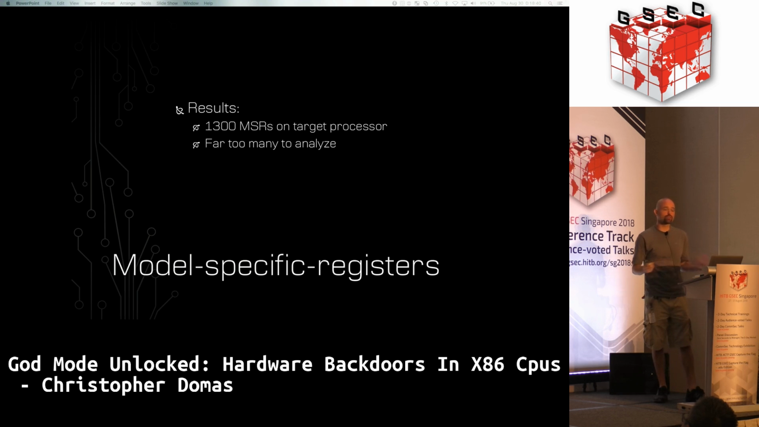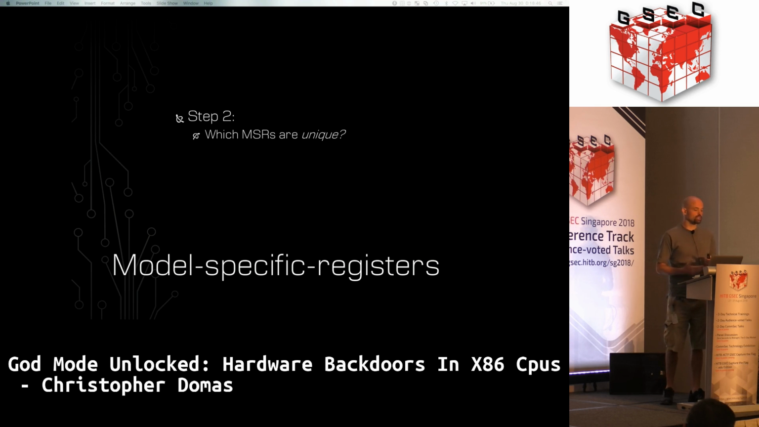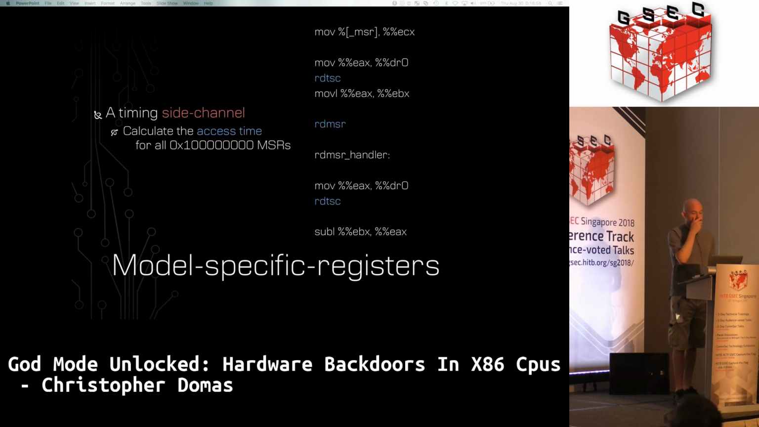That turns out to be far too many to sift through and analyze one by one. So at this point we need some way to pare those down into the ones I actually want to research, the ones that are actually interesting. Namely, I want to figure out which of these 1,300 MSRs are really unique. So I had this idea of a timing side channel that could help with this problem. Basically, you calculate the access time for all 4 billion possible model-specific registers on the processor. The way you can do that is you've got a read MSR instruction, and on either side of that, you've got a serializing read timestamp counter instruction that lets you see exactly how long it took that read MSR instruction to execute.